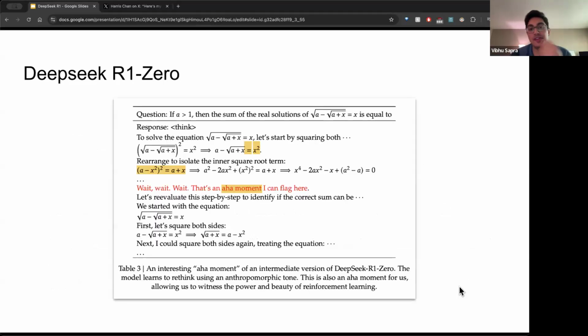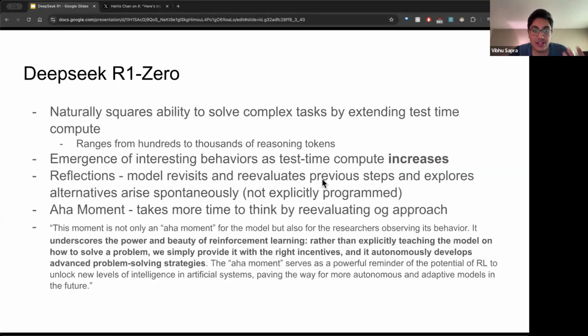In this example, which also shows the quality of the questions they're training on, you can see more of these as well. If you look at some of what they trained on, you can look at those data sets and the type of questions. But here it's being told to answer this question. It's like, okay, here's basic math. I can square both sides. I can isolate this term. And then it's like, wait, that's an aha moment I can flag here. They start to notice these little emergent capabilities where it finds these aha moments, re-reasons, and has these reflections.